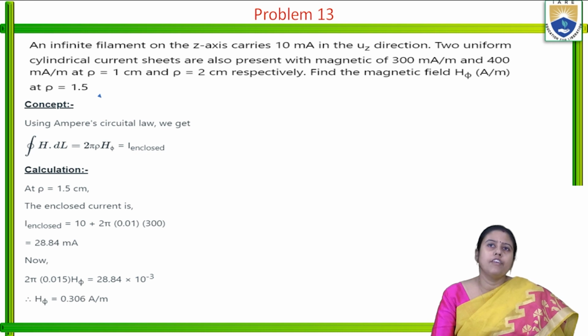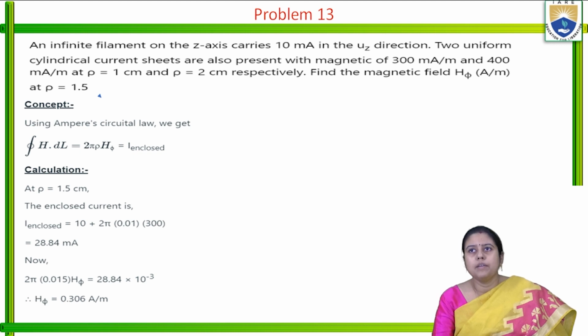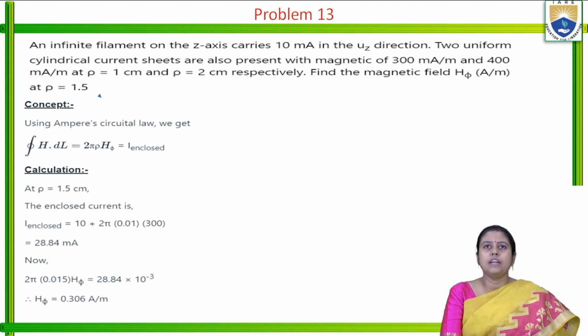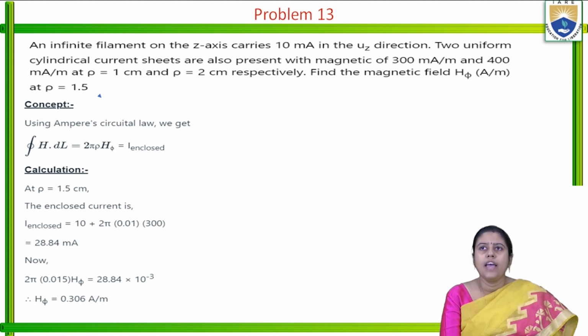An infinite filament on Z axis carries 10 milliampere in the a z direction. Two uniform cylindrical current sheets are also present with magnetic field, magnetic means magnetic field, 300 milliampere per meter and 400 milliampere per meter at rho is equal to 1 centimeter and rho is equal to 2 centimeter respectively. Find the magnetic field H phi at rho is equal to 1.5 centimeter.